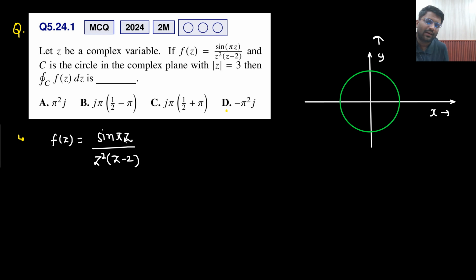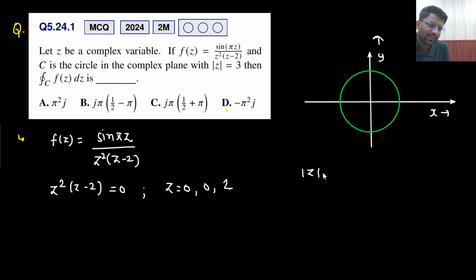Sir, both are analytic separately. So where will I have the problem, sir? When the denominator goes to 0. When the denominator goes to 0, at that time I will have the problem. So what values of z are we getting? 0, 0, 2. These are the values that we are getting. Will all the points be lying inside the circle?